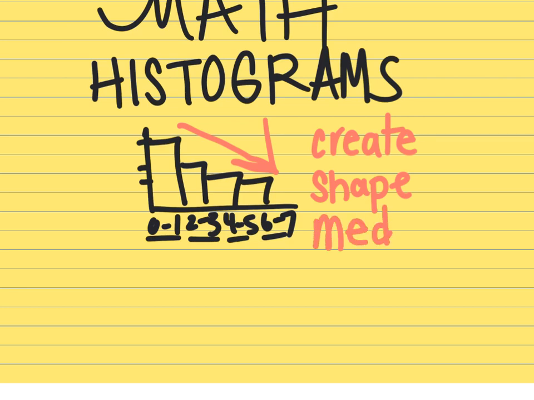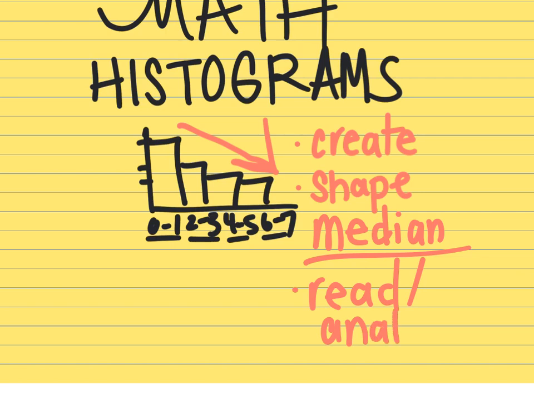Not only should you be able to create a histogram and find the shape, but this week we are really going to hit on finding the median of the histogram. In other words, the middle, the average almost. Not necessarily the average, but definitely the middle. And lastly, you should be able to read and analyze a histogram. So you should not only be able to understand what the data says, but understand what it means. So those are the 4 things that you need to know in order to do well on this week's assessment.